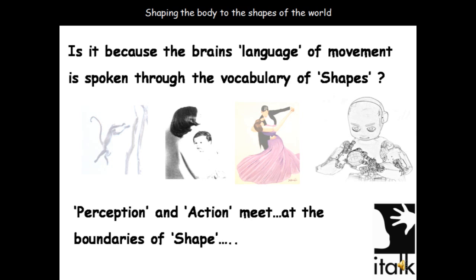So the take-home message is that possibly perception and action meet at the boundaries of a shape, and understanding the perception and synthesis of shape is critical to bridge the gap between seeing and doing, or perception and action.